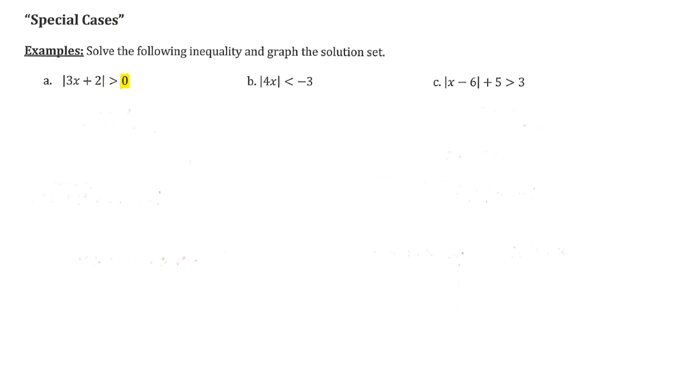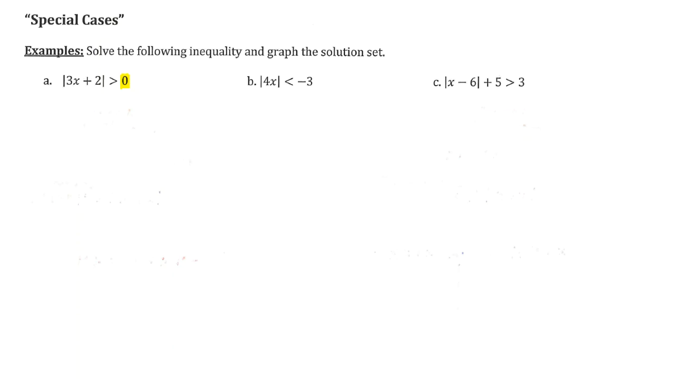Alright, if the right hand side number is positive, we know that we can apply the rules in the table from earlier in the notes and be on our merry way. But here it's a little bit different. What we want to do is figure out values of x such that when we take the absolute value of 3x plus 2, we get a positive number, because that's what being greater than 0 really means.